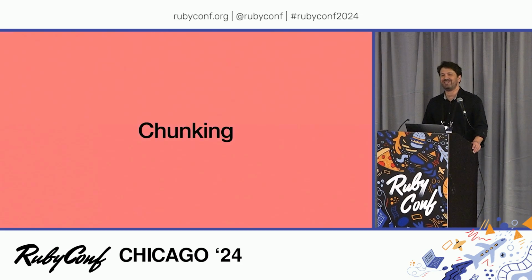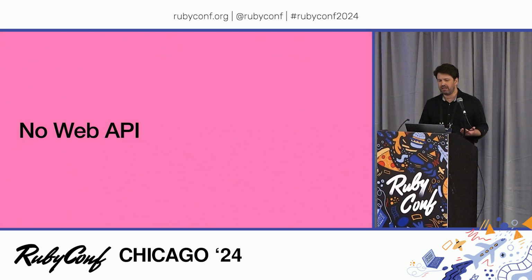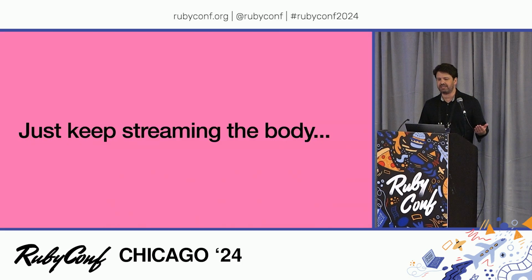So let's quickly digress into the world of JavaScript. Chunking came out in 1999 with HTTP 1.1, but people are still using it today in novel ways. So we've looked at WebSockets and this WebSocket 2.0 web transport. We've looked at SSE. These are the things we use in Ruby. But you can do these without a web API. And that just looks like just keep sending more.